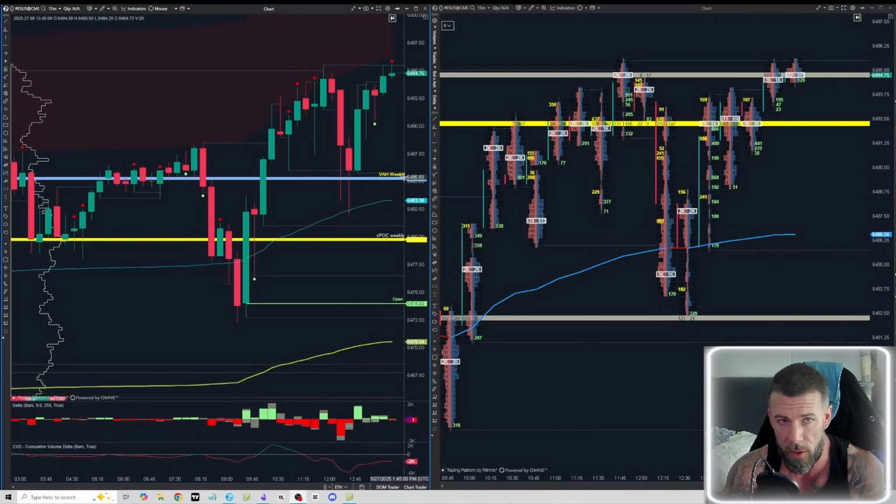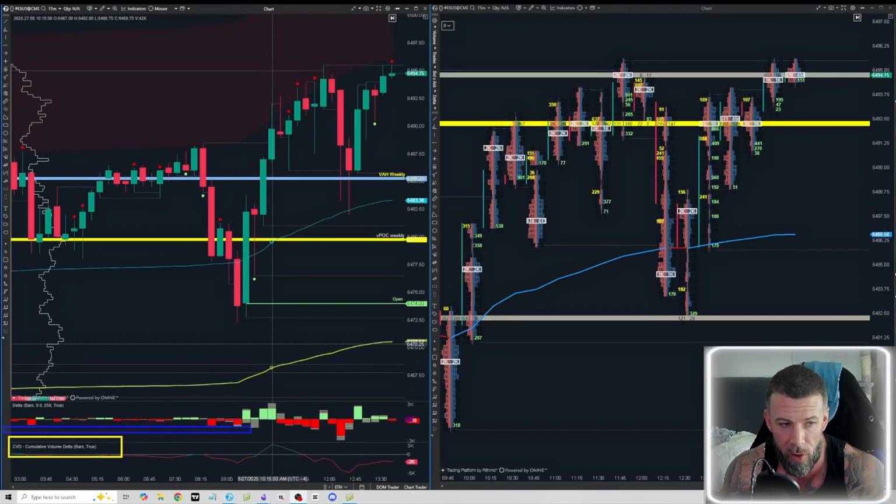So as you can see on the left here, we have a regular candlestick chart where I don't have too many things on it, just the value areas and the VWAP. That's it. Now, when I'm watching price, I like to look at something down here called the cumulative volume delta. All right. This is the session volume for the aggressors.